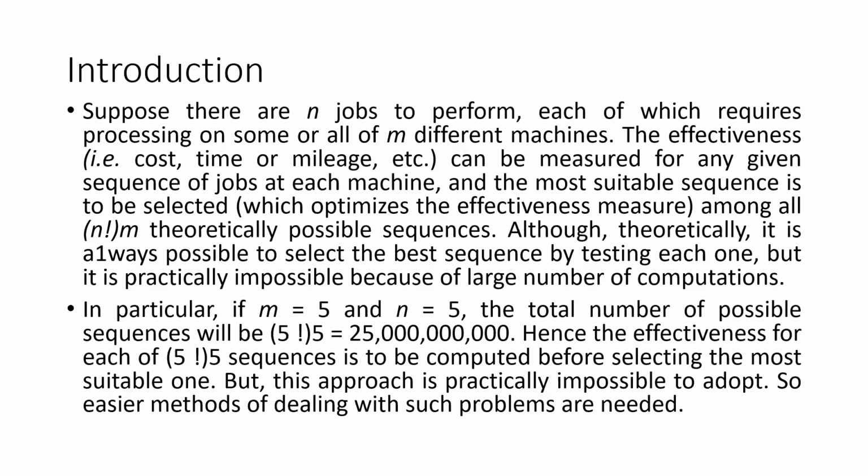In particular, if m equals 5, meaning machines are 5, and n jobs, the total number of possible sequences will be (5!)^5. That will be somewhere about 25,000 lakhs. Hence, the effectiveness of each of the (5!)^5 sequences has to be computed before selecting the most suitable one. But this approach is practically impossible to adopt. So, easier methods of dealing with such problems are needed.